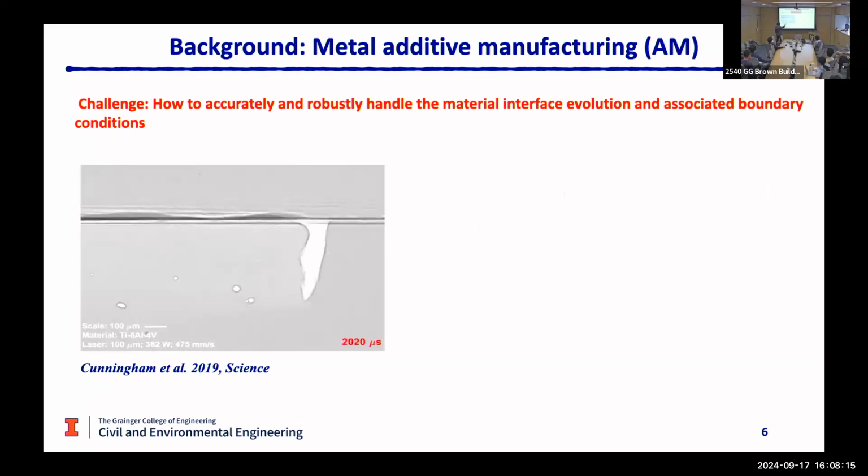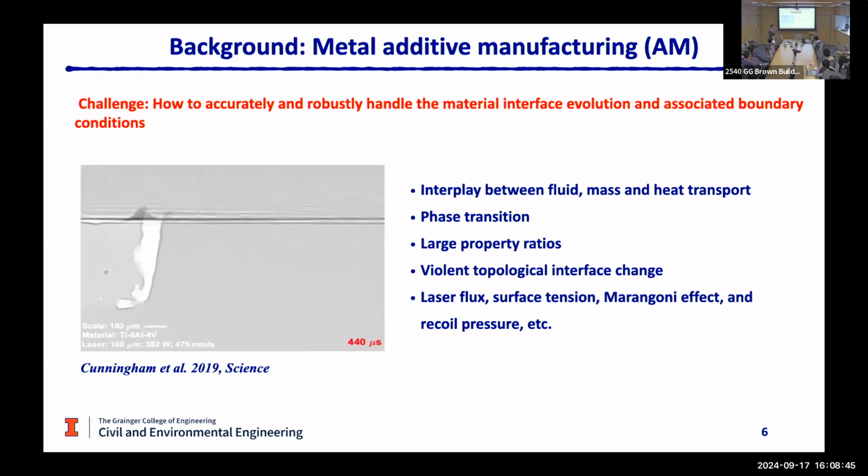You see the so-called keyhole instability, right? And you also see that a lot of gas bubbles are generated from the keyhole. If those bubbles couldn't escape from the resolidified material, they become defects. So from the mechanics perspective, the challenge of modeling this process is how to accurately and robustly handle the material interface evolution and the associated boundary conditions. Because the material interface, especially the gas-metal interface, is the central location where the metal AM physics take place.